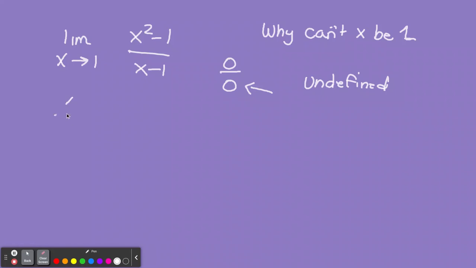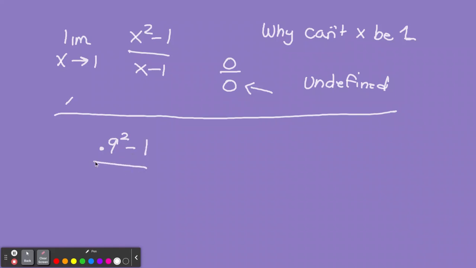All right, put a line here. So let's say we can't have it as 1, but we're trying to get close to 1. So what if we made it 0.9? 0.9 squared minus 1 over 0.9 minus 1. Go ahead and plug that into the calculator and you get 1.9. So let's get closer.